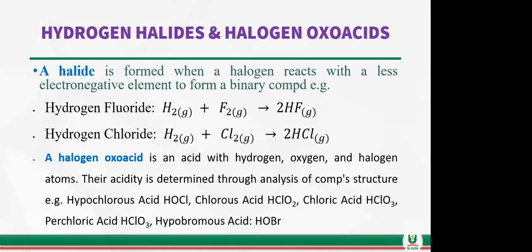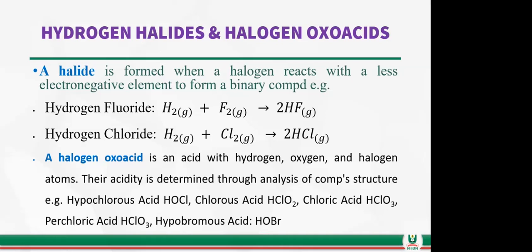You know, HCl is hydrogen chloride. Immediately the oxygen is fixed in, it becomes an oxoacid. HOCl is H plus and OCl minus. That's why it's able to form HOCl. And HOCl has the name hypochlorous acid. HClO2 has the name chlorous acid. HClO3, as that oxygen is increasing, the strength is increasing, and that is called chloric acid.